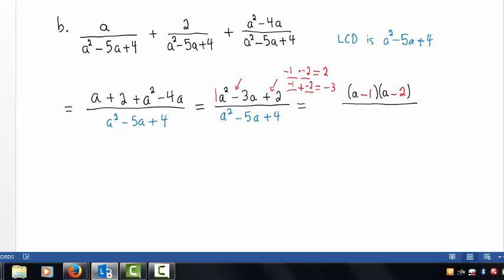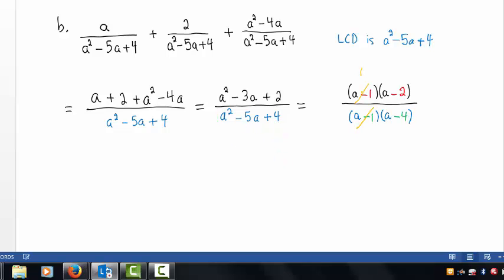Now let's factor the denominator. The denominator has a quadratic with leading coefficient 1. We can use the a equals 1 shortcut. We need two numbers that multiply together to give c, which is 4, that also add up to b, which is negative 5. Those numbers are negative 1 and negative 4. Therefore, the denominator factors as a minus 1 times a minus 4.